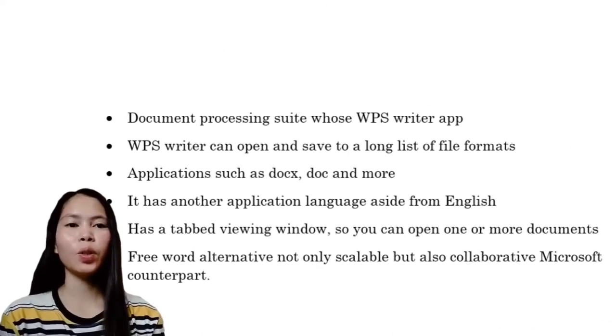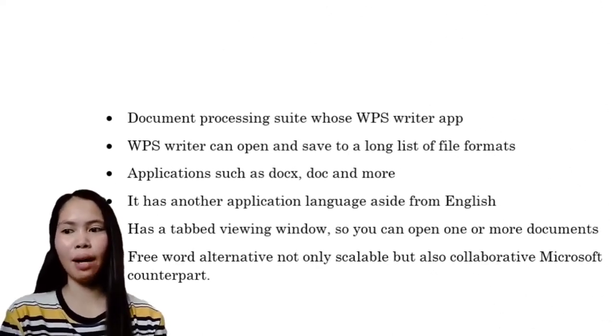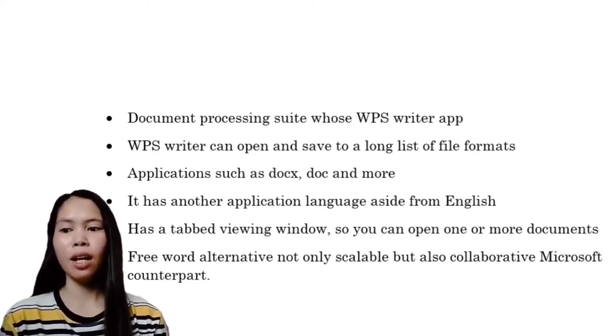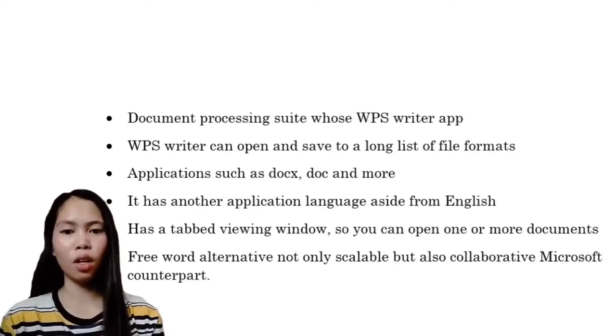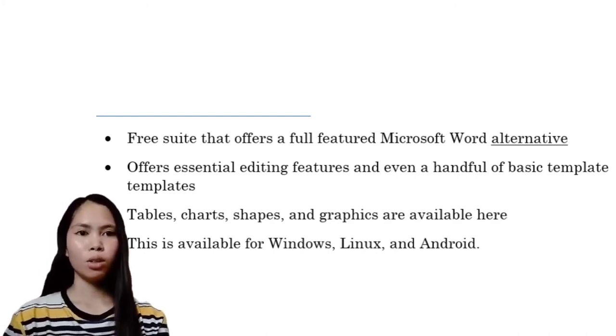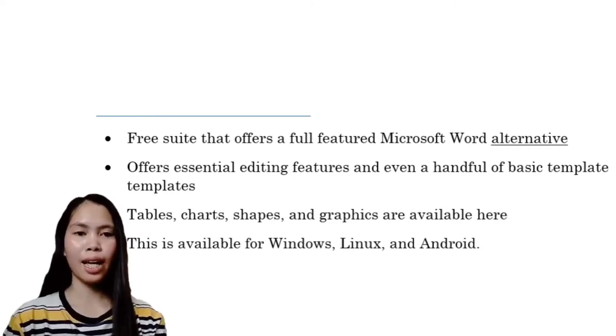Next one is the WPS Office 2016, a free document processing suite with the WPS Writer app. WPS Writer can open and save to a long list of file formats, such as Docx, Doc, and more. The last one is the SoftMaker Free Office. It is a free suite that offers a full-featured Microsoft Word alternative, offers essential editing features, and even a handful of basic templates. SoftMaker Free Office has tables, charts, shapes, and graphics. Also, it is available for Windows, Linux, and Android.